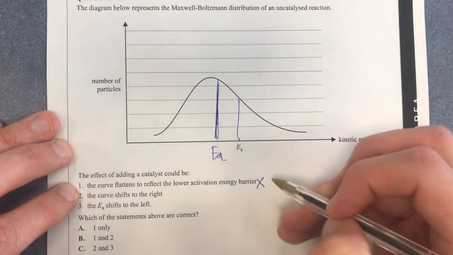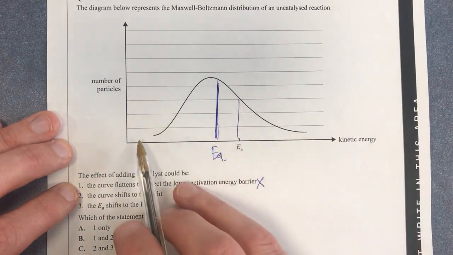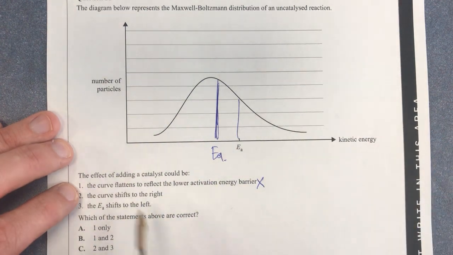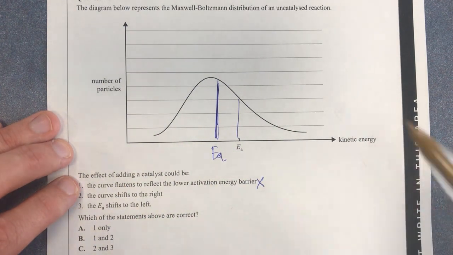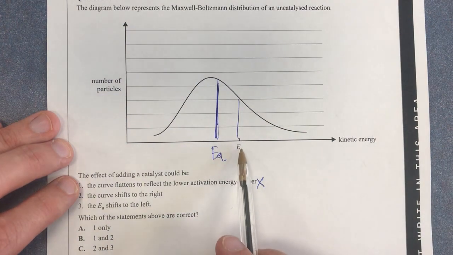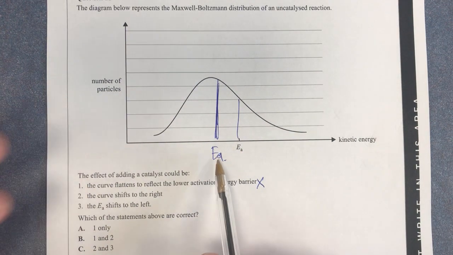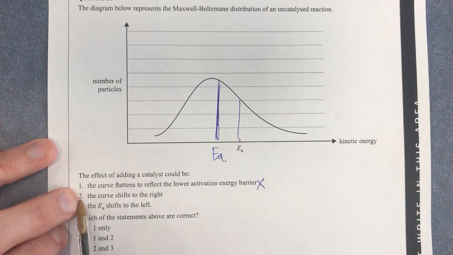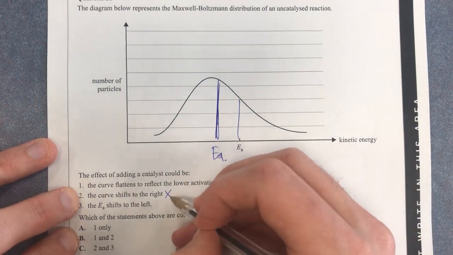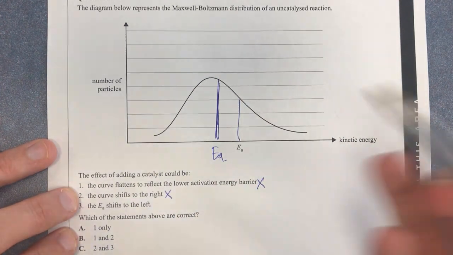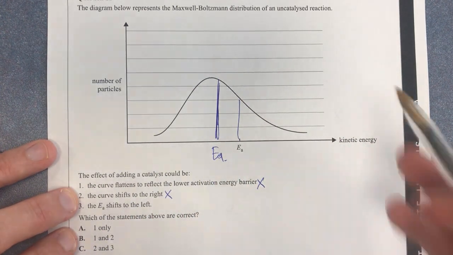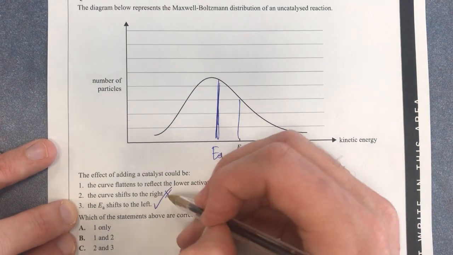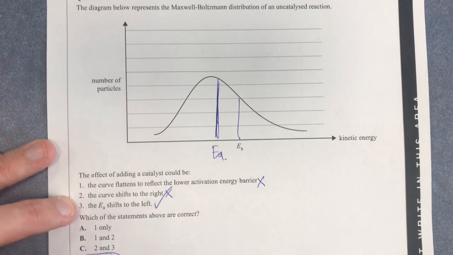Statement 1: the curve flattens to reflect a lower activation energy. That is not true. The curve's going to stay where it is because this curve represents how much energy particles actually have. By adding a catalyst, we haven't changed the energy of the particles. We've simply moved activation energy lower via an alternative pathway. So that's not right. Statement 2, the curve shifts to the right. Not true as well, because we're not changing the energy of the particles. Statement 3, EA shifts to the left. That is true, so therefore it's D, 3 only.